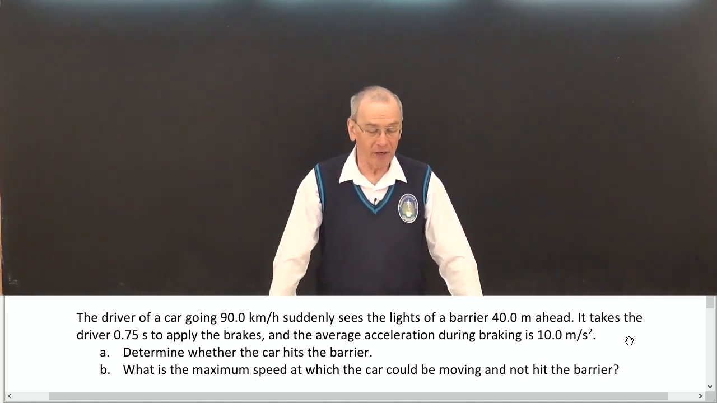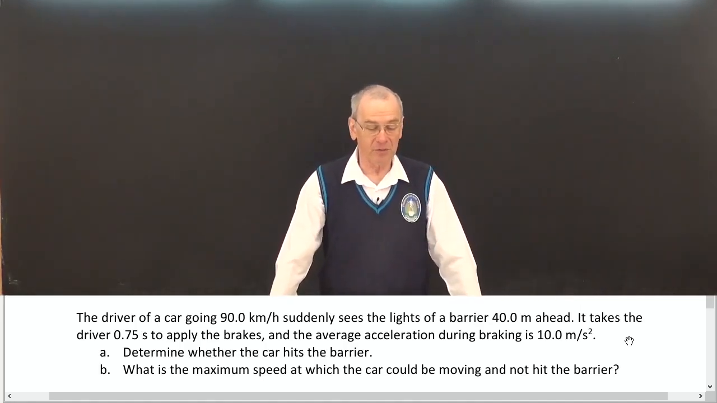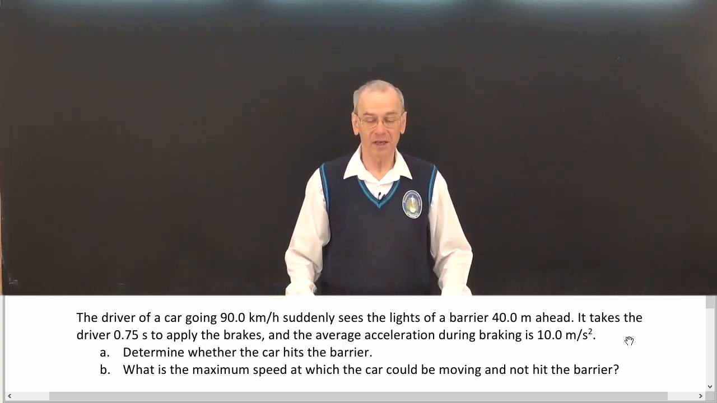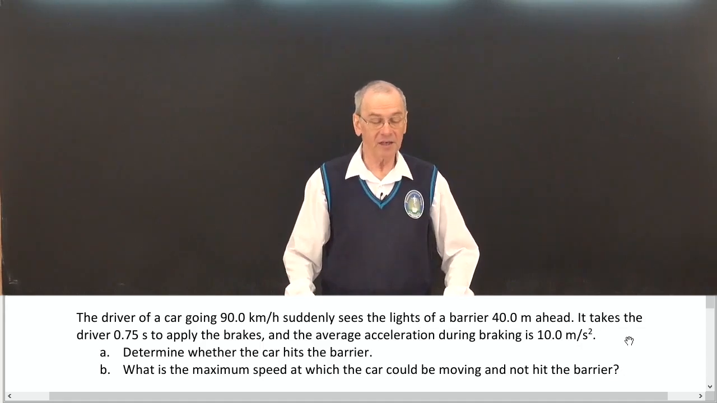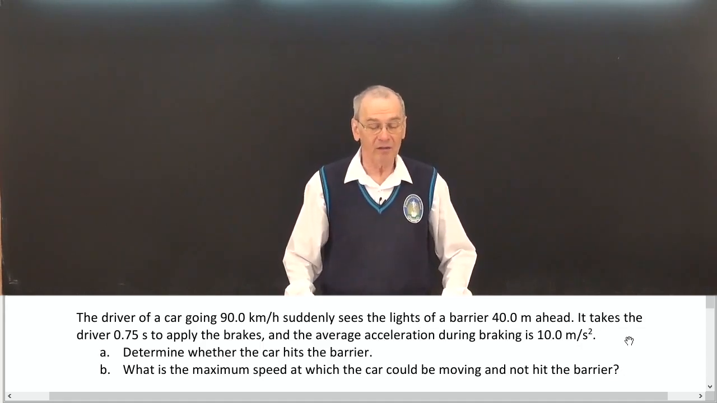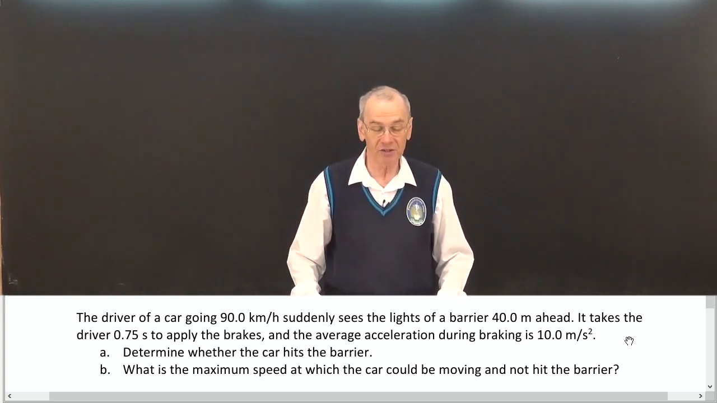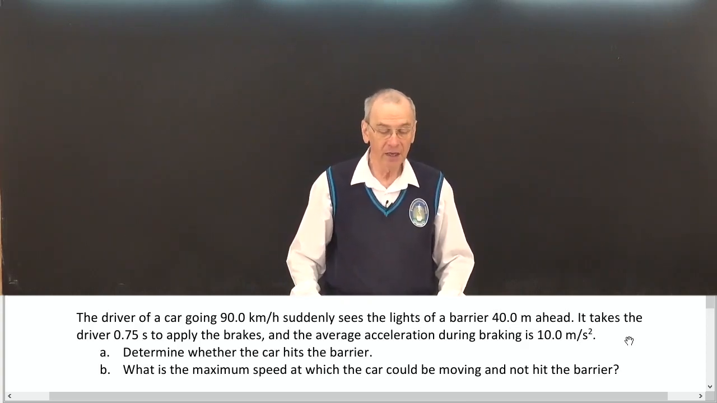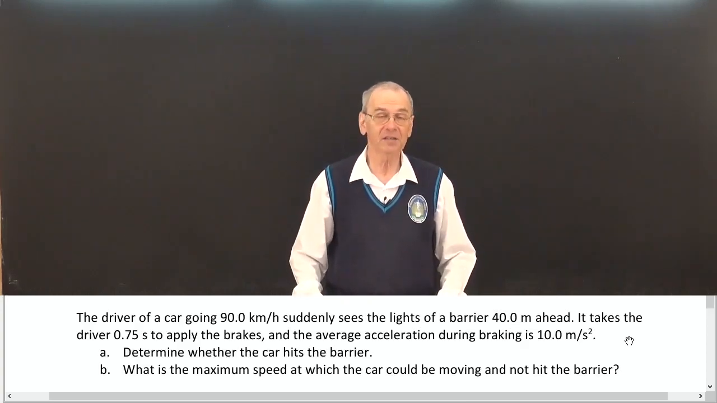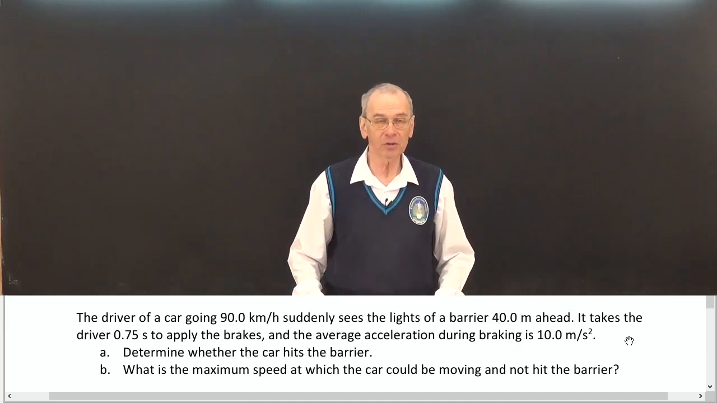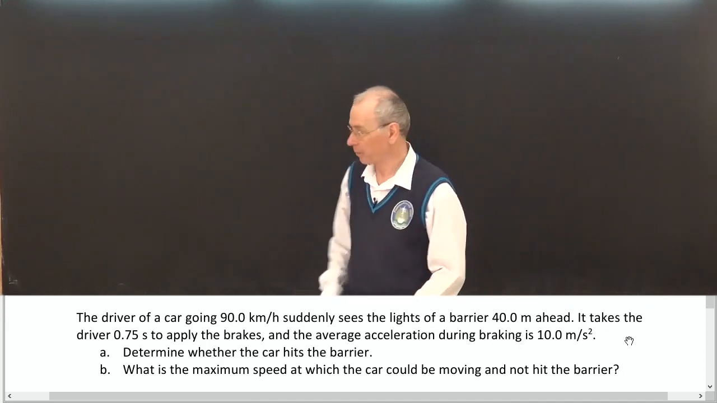The driver of a car going 90 km per hour suddenly sees the lights of a barrier 40 meters ahead. It takes the driver 0.75 seconds to apply the brakes, and the average acceleration during braking is 10 meters per second squared. A. Determine whether the car hits the barrier. B. What is the maximum speed at which the car could be moving and not hit the barrier?